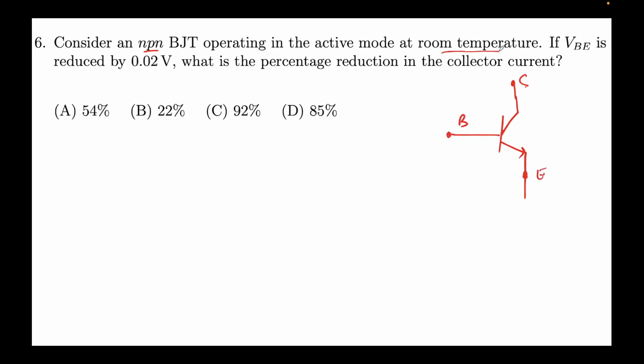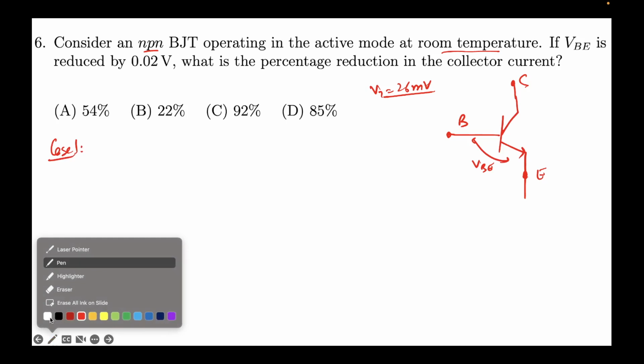Again, room temperature. So if it's room temperature, we can clearly write that Vt equals 26 millivolts. If VBE is reduced by 0.02, what is the percentage reduction in collector current? So there is some value. First, there is case 1.